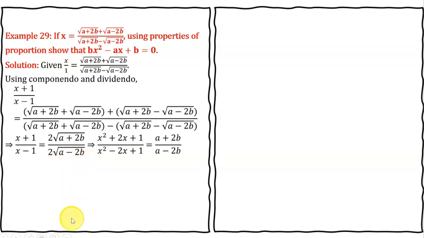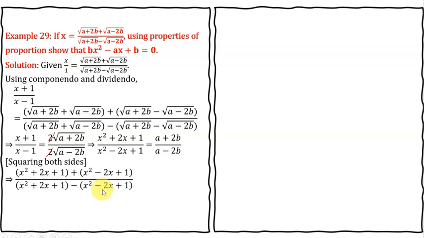Okay. Next, here 2 will get cancelled, squaring on both sides here. Then you will have here (x plus 1) bracket square upon (x minus 1) bracket square. X square plus 2x plus 1. X square minus 2x plus 1. Here root sign will get cancelled. You will have a plus 2b upon a minus 2b. Okay. Next, again applying here the componendo and dividendo.